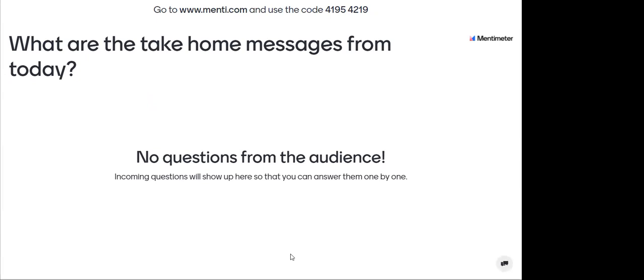So, last thing, if you can just write on the Mentimeter again, any take-home messages, just to see what you've got out of this, and hopefully it aligns with the things that we were intending to, and then we will let you go.